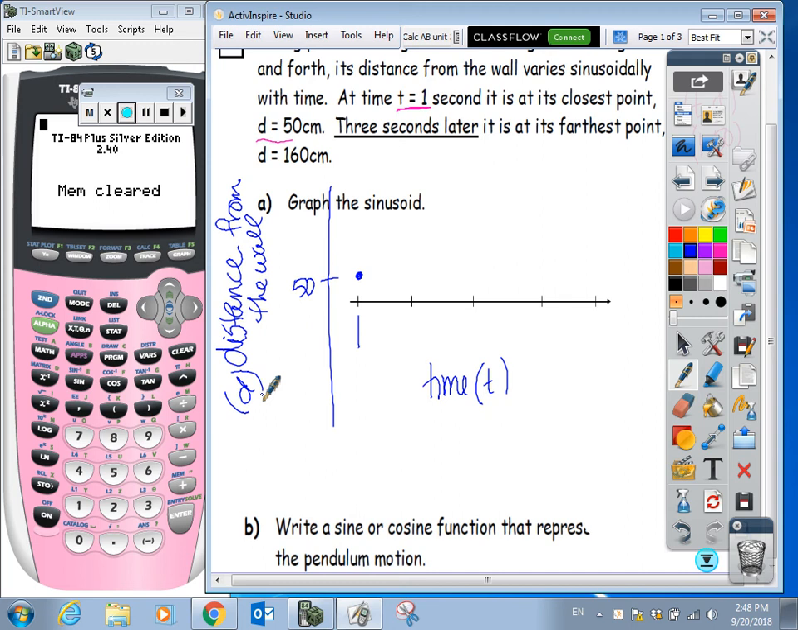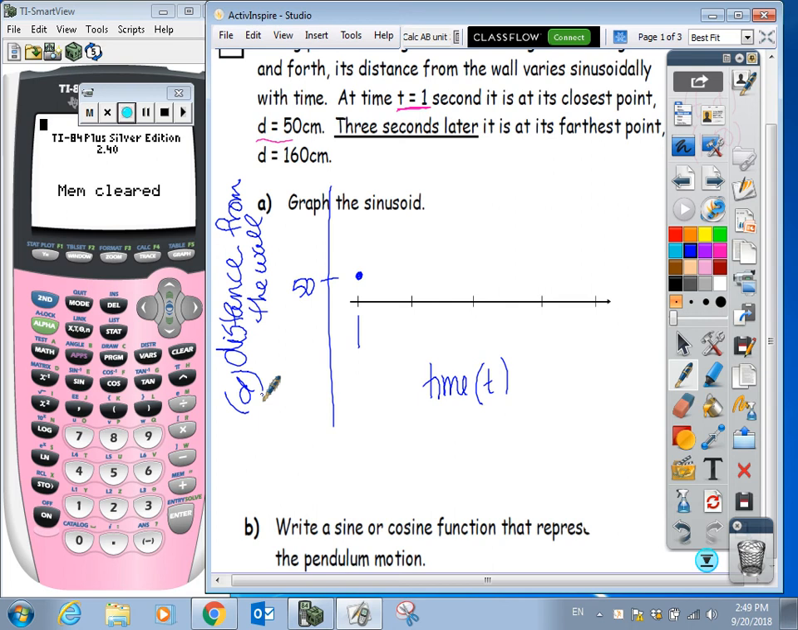A lot of people want to start at 0 on these. They're like, I'm going to start at 0. Well, you don't know anything about 0. It does not say anything about where the pendulum was at 0 seconds. So that number does not help us at the moment. You can find it later, but right now we don't need to do that.